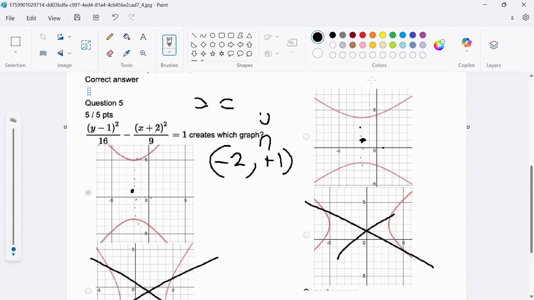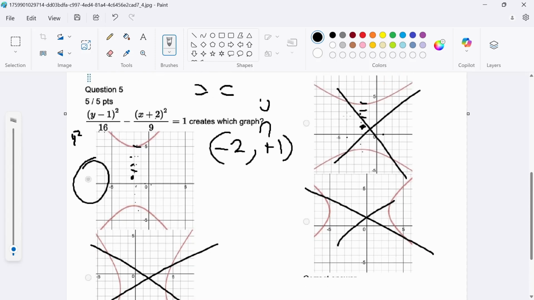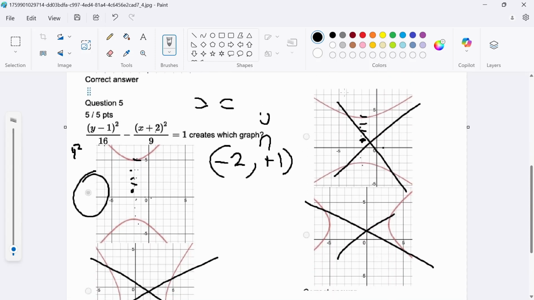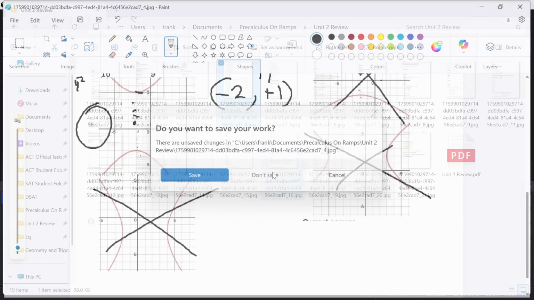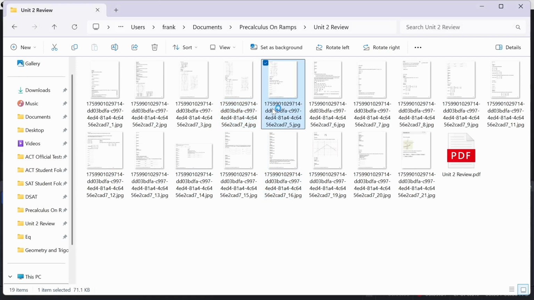So now I've got under the y is 16, which is 4 squared. That means the distance up and down between the center and where the lines are should be 4. 4 squared is 16. So let me check. 1, 2, 3, 4. That one is 1, 2, 3. That one isn't. The answer is that one. They don't even give A, B, C, D. You just have to select it. All right, that's question 5. Let me try question 6.